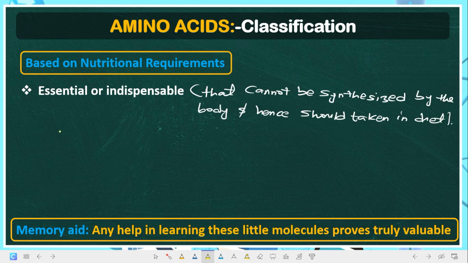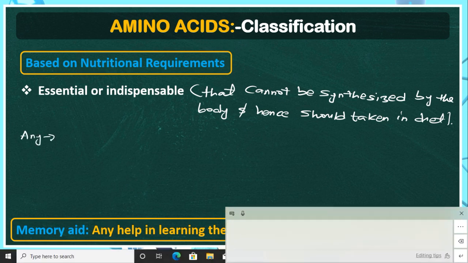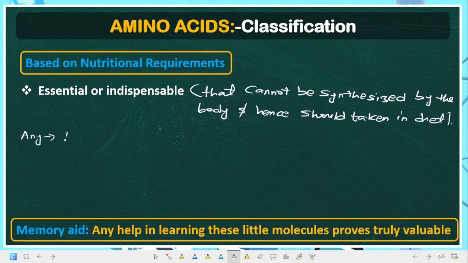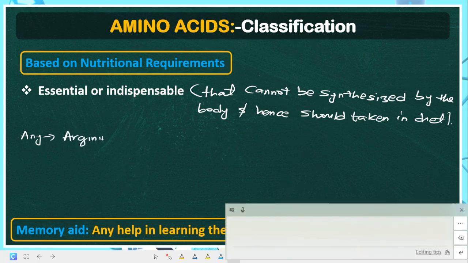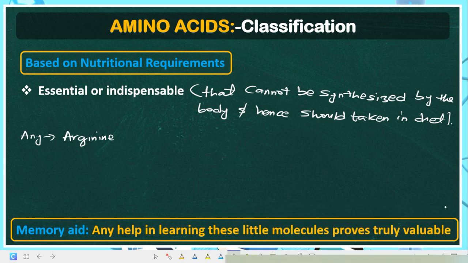We have a short mnemonic or a memory aid to actually help in determining the ones that are essential and the ones that are not essential. We have: any help in learning these little molecules proves truly valuable. So using this memory aid, let us name all the 10 essential. We have any. Now, any means what? Any means arginine. Okay? That is the amino acid there.